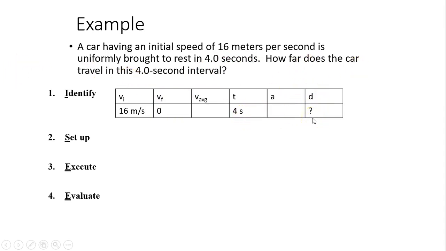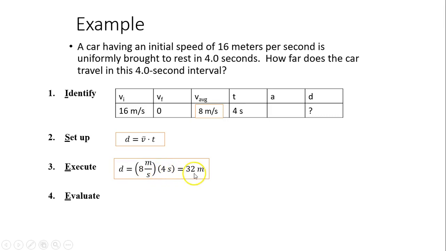What is the distance? So you know VI, you know VF, you know time. How do you find the distance? Now let's see. If you know initial and final, you can find average velocity. Average velocity is these two added together divided by 2. Next is to choose an equation. What's the equation? d equals average velocity times time. Execute is to solve. 30 meters per second times 4 seconds, you should have 120 meters.